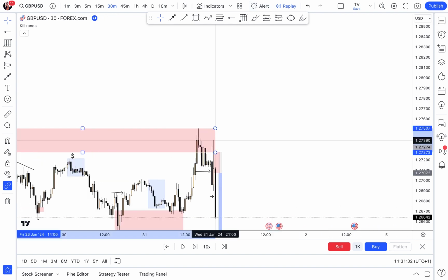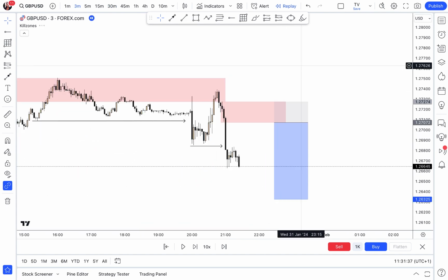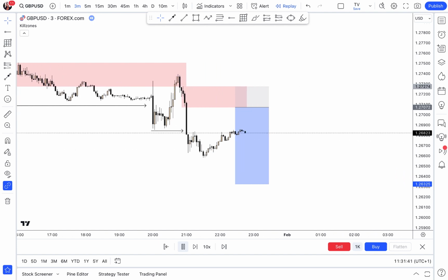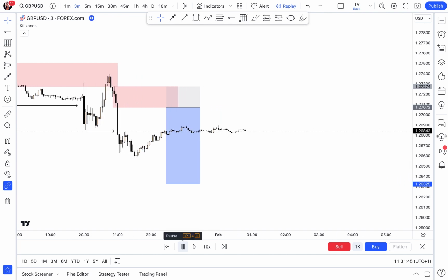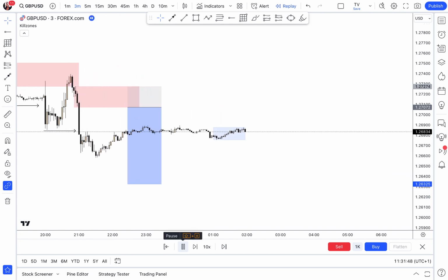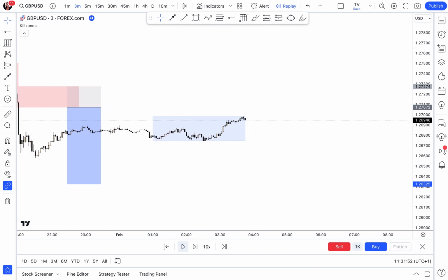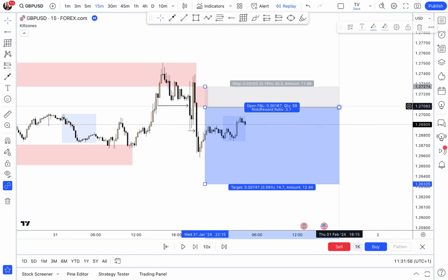Let me push this back. This has been mitigated. Let's go back to the 3 minutes time frame. Let's see what we have. Are we going to be tapped in? So market is building up again for another trading day.